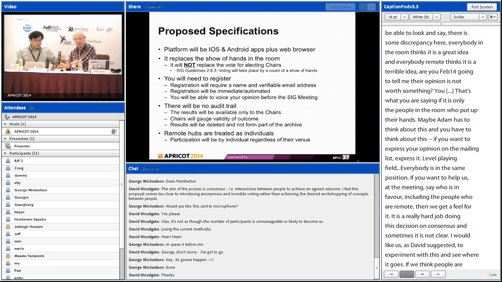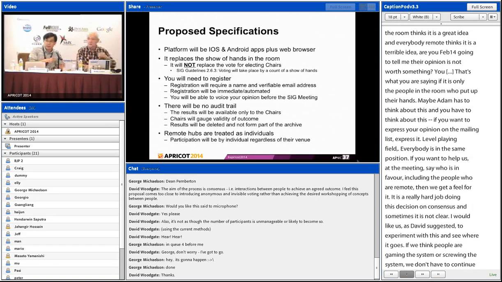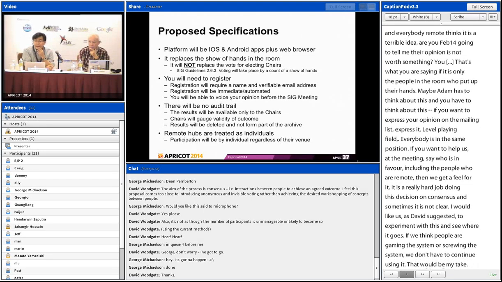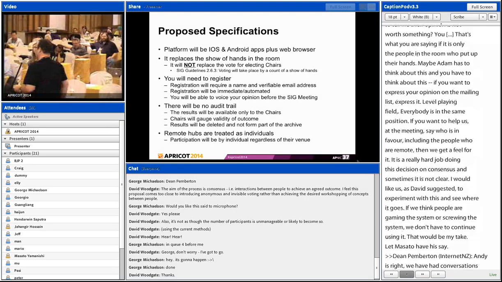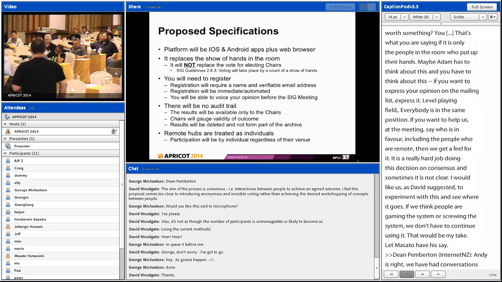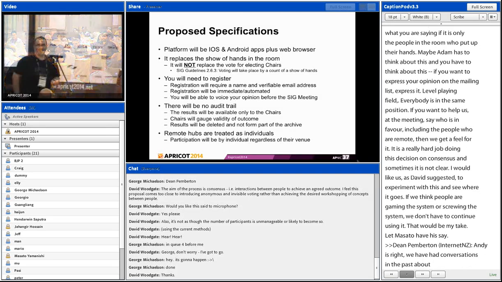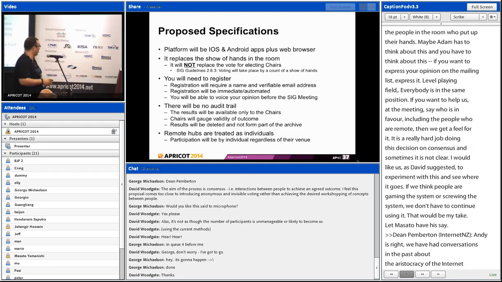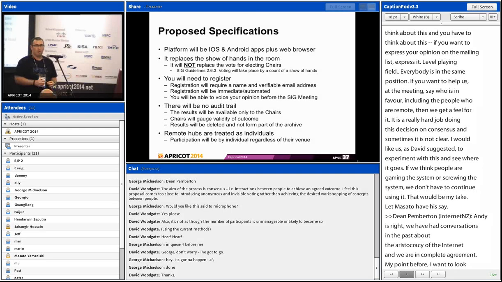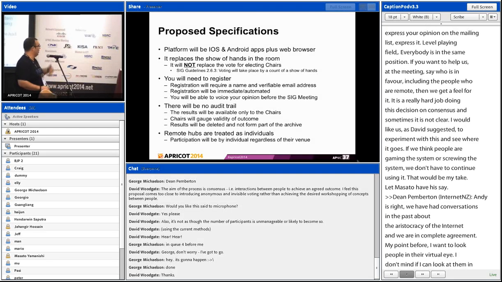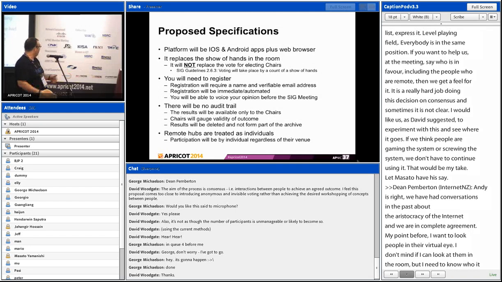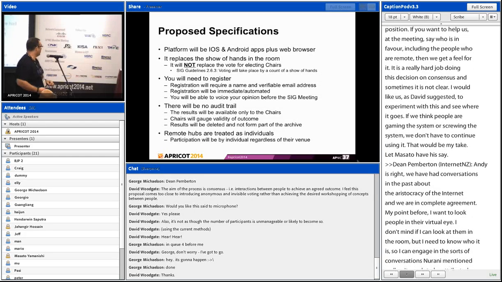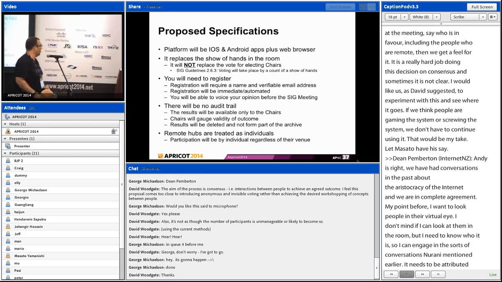Let Masato have his. You have a comment? Andy's right, we have had conversations in the past about the aristocracy of the internet, and we are in complete agreement. My clarification to my earlier point is I want to look people in their virtual eye. I don't mind if I'm looking at them in the room, but I need to know who it is so I can engage in the sorts of conversations that Narani was mentioning earlier. So it needs to be attributed to someone. Otherwise, my APNIC consensus botnet will mean that I never lose a proposal again in my life.